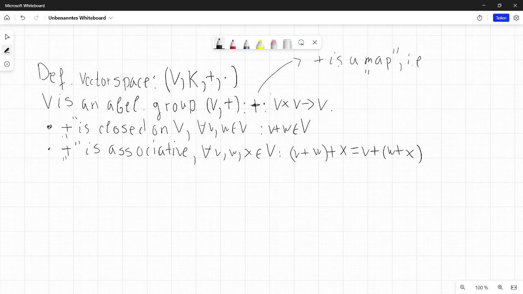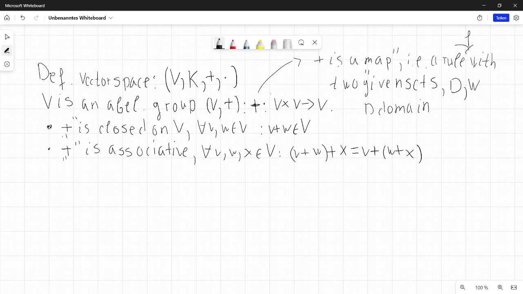It is a rule with two given sets. Let's call the sets D and W. Let's call this rule F. D is called the domain. D is the domain of F, and W is the value space of F.